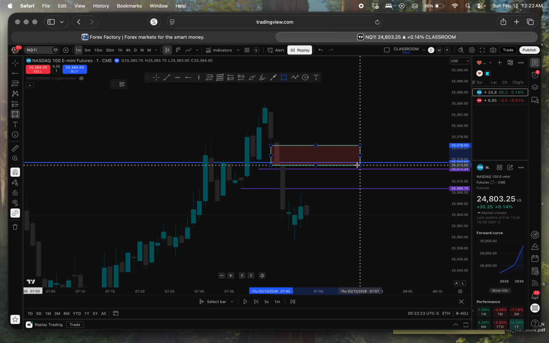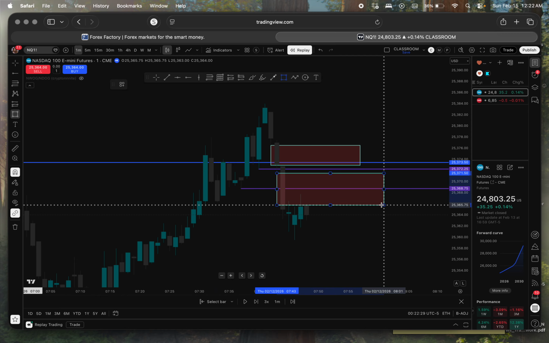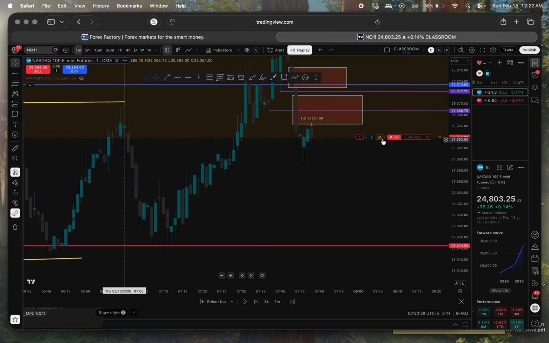So I see a fair value gap right here, but no candle entering. So I'm going to wait. Then I see a fair value gap right here, and I see this candle enters. Okay. So on this candle, I'm going to enter into a sell.